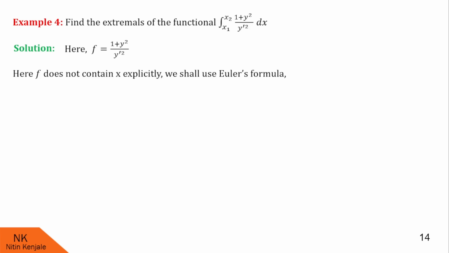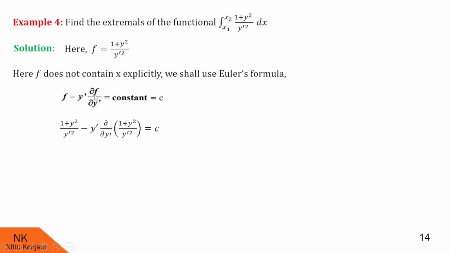Clearly, f does not contain x explicitly. So we shall use Euler's formula given by f minus y dash into ∂f/∂y dash is equal to constant. Let us substitute f here and here.